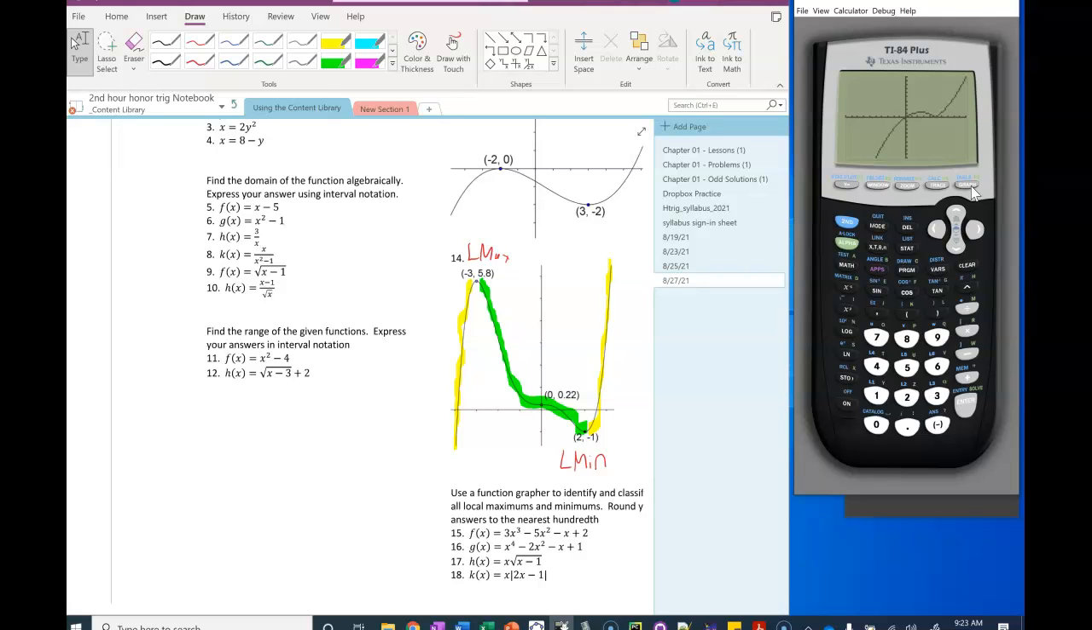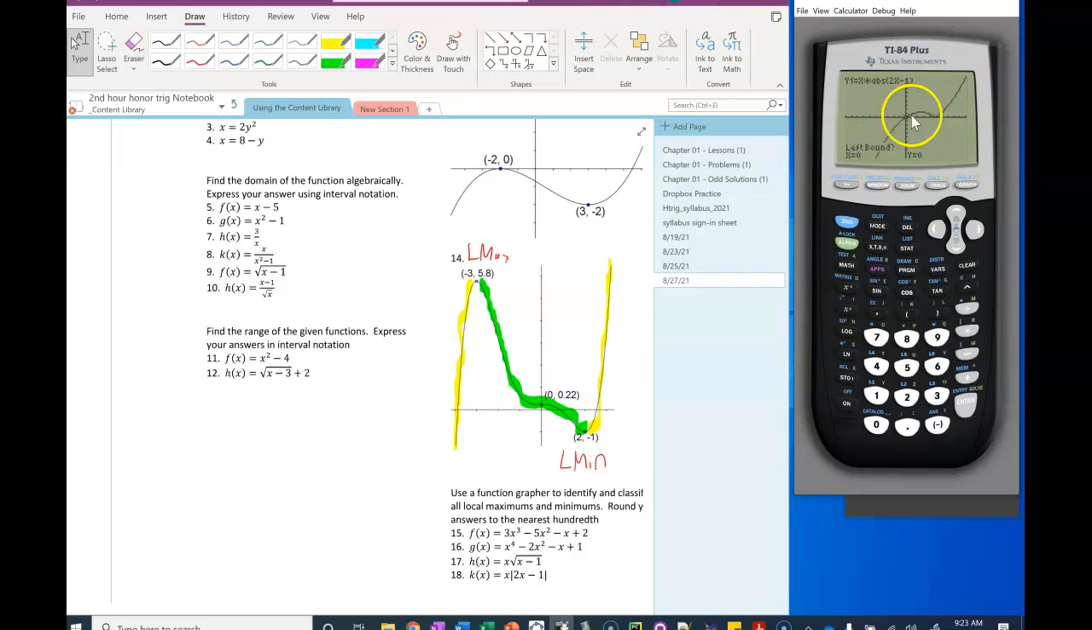Aha, there it is. It was hiding on us. Okay, so now we'd use the max and min functions to find these, right? I have one local maximum here and one local minimum here. So second trace, I'll do the maximum first.